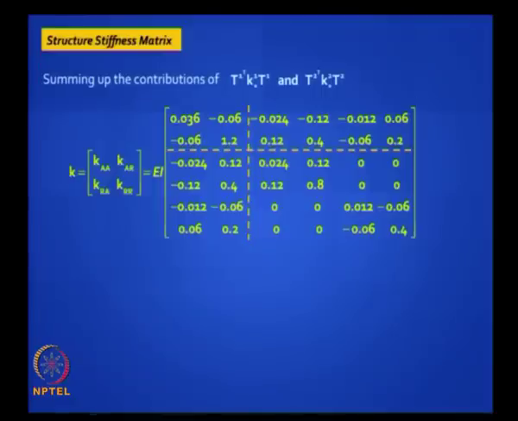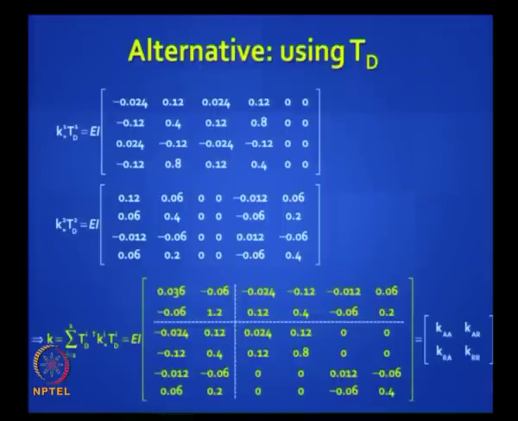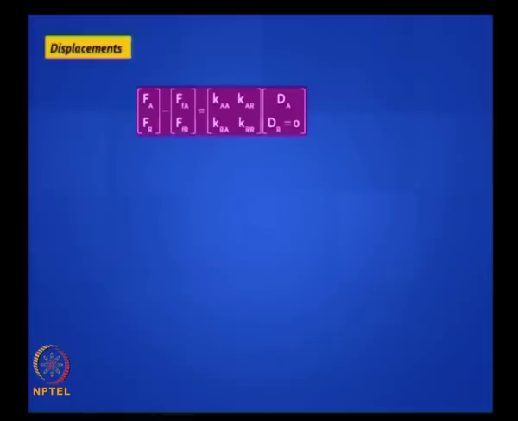Which you can partition as Ka, Kar, Kra and Krr, and Ka is of importance because this is the one you need to invert, right. If you want to use Td, do this and just add up the contributions from the two elements, you will get exactly the same matrix. Is it clear? You have two alternative paths.